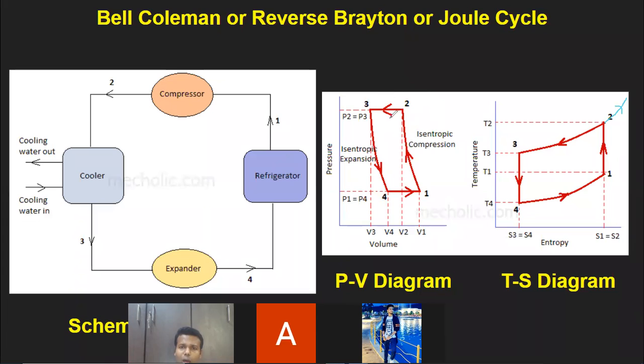You can see the arrow is going on the left hand side, so it indicates it's a cooling. So whenever it is cooling, what happens? Temperature decreases as well as the entropy decreases. That is the reason why I am going down, because during cooling, temperature as well as entropy decreases. That is the reason why I am going down.